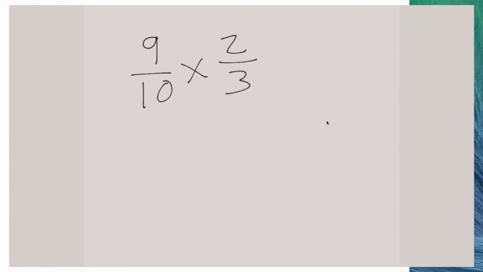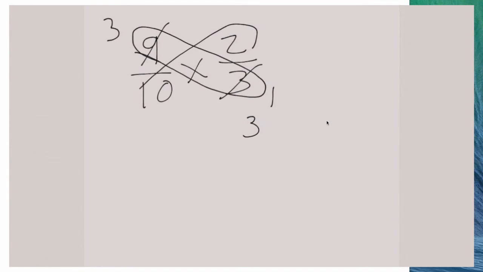Let's look at 9/10 times 2/3. I'm going to look at the diagonals. So I look at my first diagonal, 9 and 3, and I look to see if they have any common factors. They actually do. They have a common factor of 3. So I divide each of those numbers by 3. If I divide 9 by 3, it gets me 3. If I divide 3 by 3, it leaves me with 1.